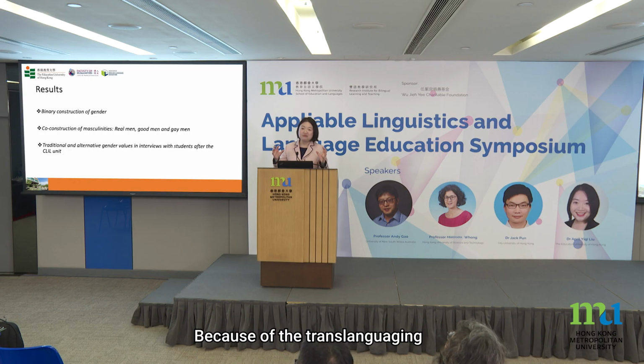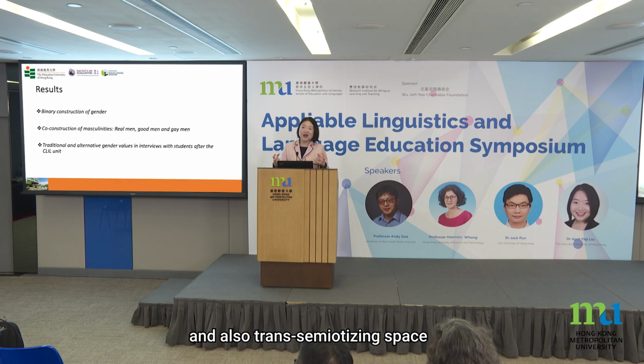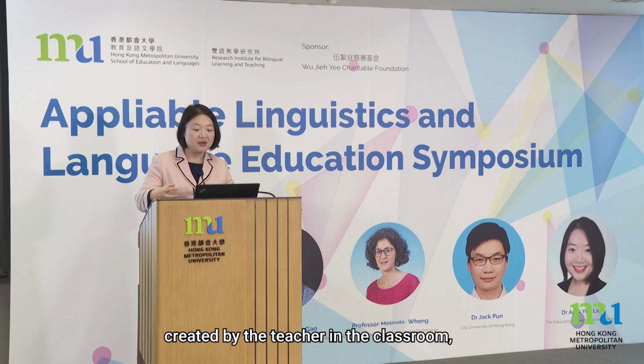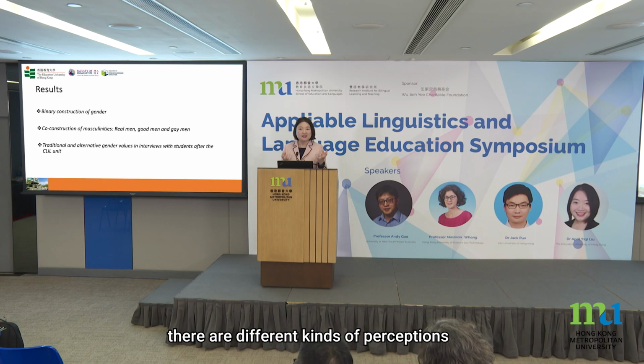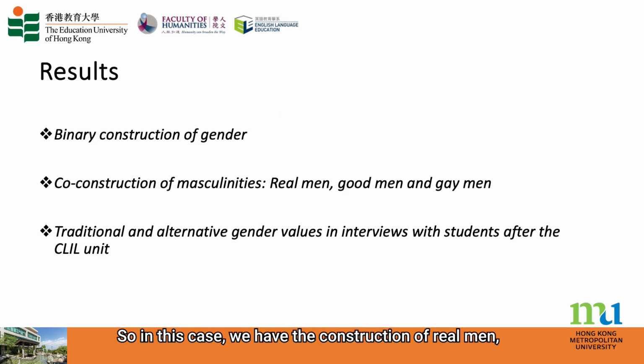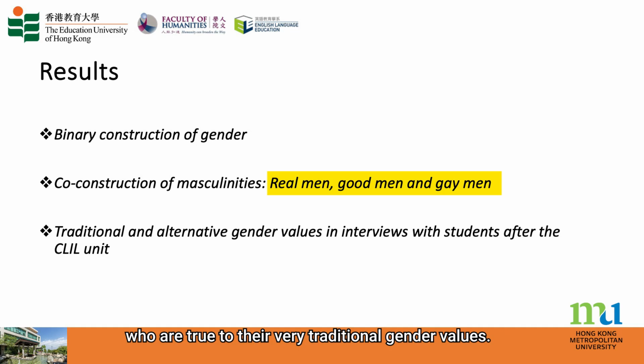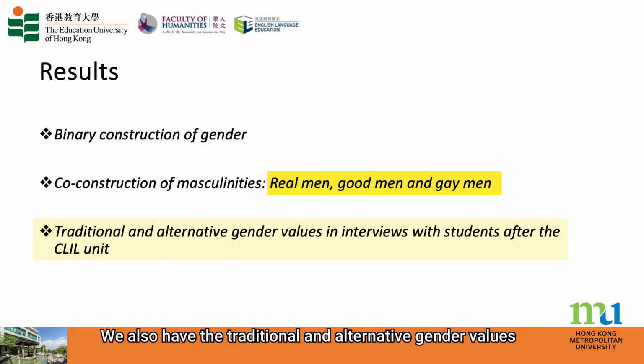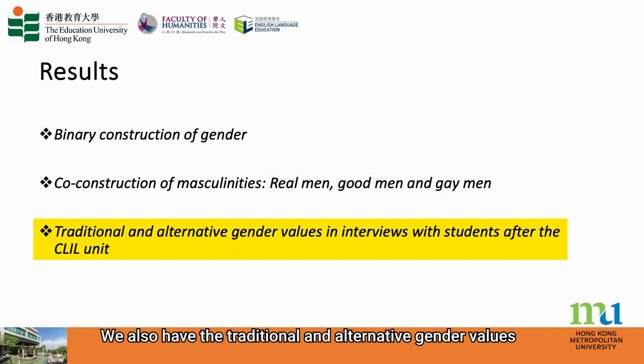Because of the translanguaging and also transthematicing space created by the teacher in the classroom, there are different kinds of perceptions and categorizations of men and women. So in this case, we have the construction of real men who are true to their very traditional gender values, and we have good men, and we have the so-called gay men, okay? We also have the traditional and alternative gender values reconstructed in the interviews afterward.